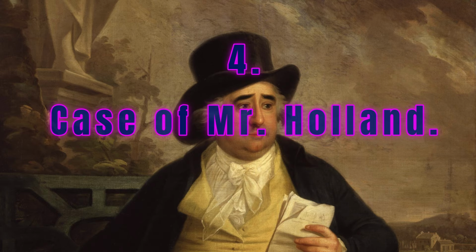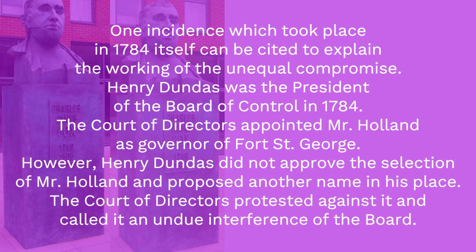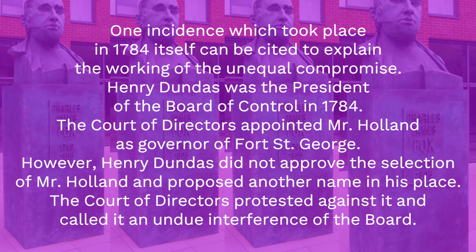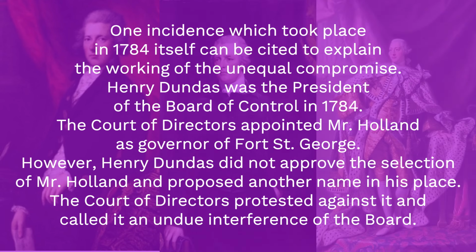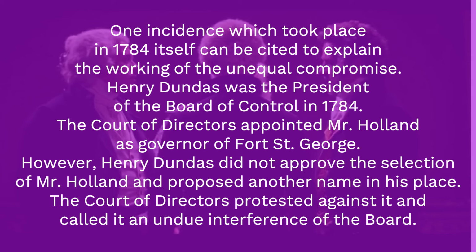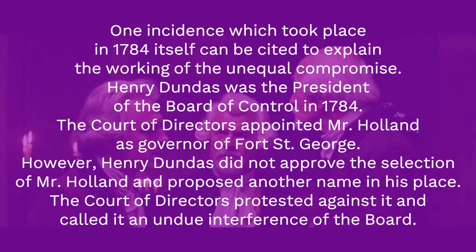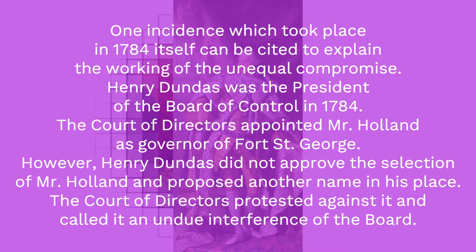4. Case of Mr. Holland. One incident which took place in 1784 itself can be cited to explain the working of the unequal compromise. Henry Dundas was the President of the Board of Control in 1784. The Court of Directors appointed Mr. Holland as Governor of Fort St. George. However, Henry Dundas did not approve the selection of Mr. Holland and proposed another name in his place.